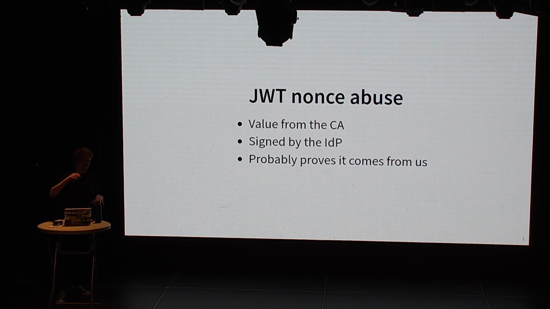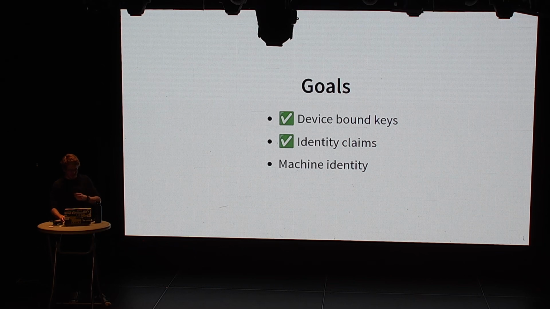So the goal then is that our CA is going to give our client some value. This value has to be present in the sign-in of the service we have, and then it's signed. And that probably gives us a claim that the identity provider has signed an authentication request from us at some point. So we now have device-bound keys. We have identity claims, or some way of at least ensuring that we have identity claims.